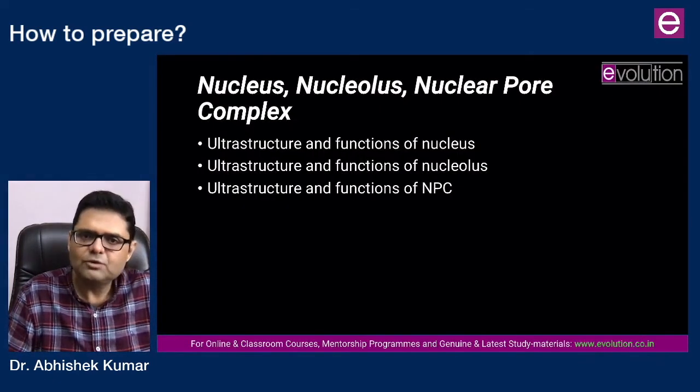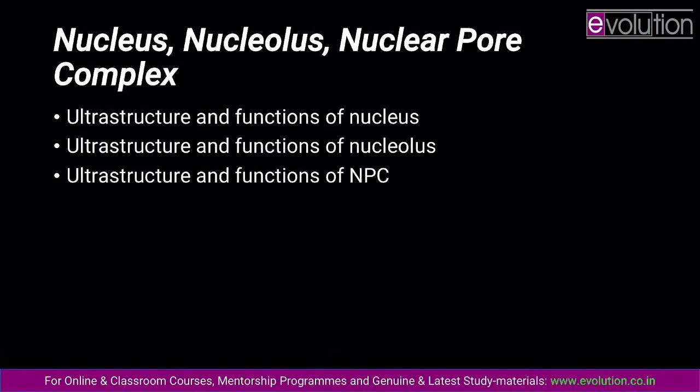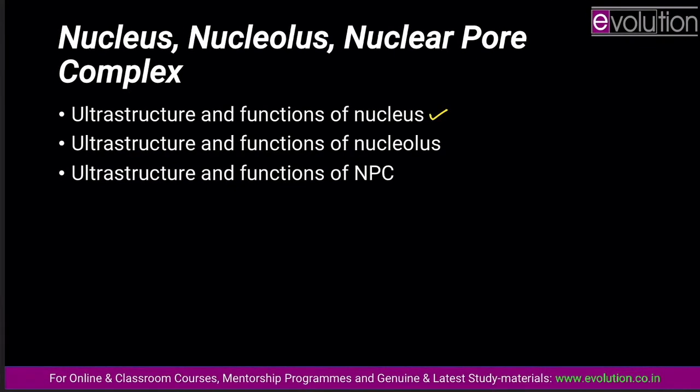After that, nucleus, nucleolus, and nuclear pore complex. Three things you have to do independently: structure and functions of the nucleus, and ultrastructure and functions of the nucleolus. Here you will be dealing with ribosome biogenesis, the different locations where ribosomal RNA are transcribed, and so on. And finally, ultrastructure and functions of the nuclear pore complex with a proper diagram.